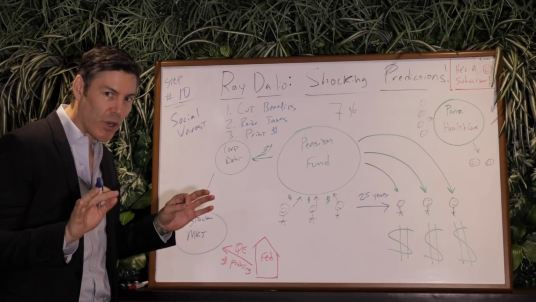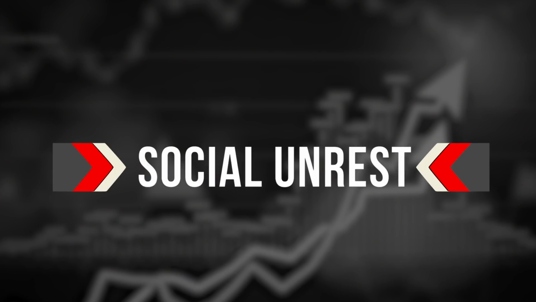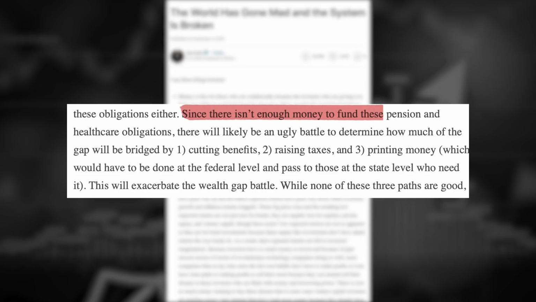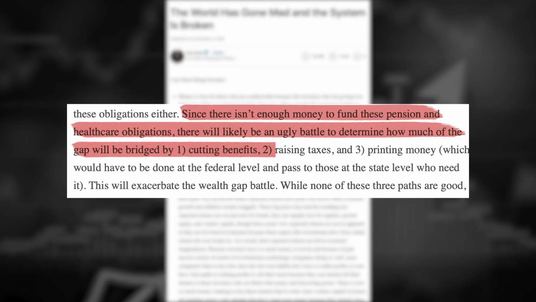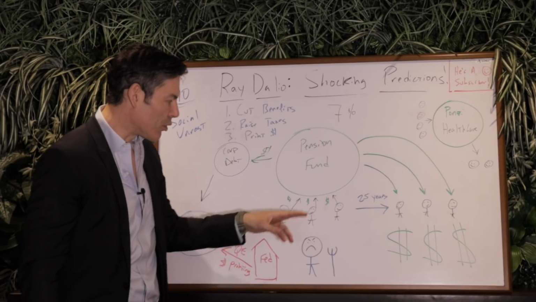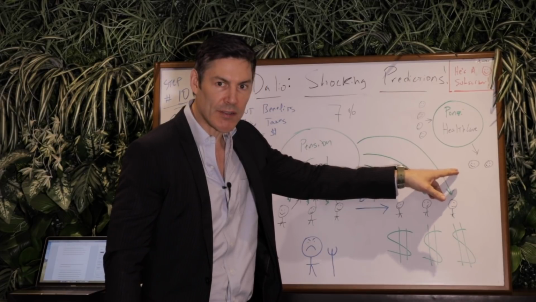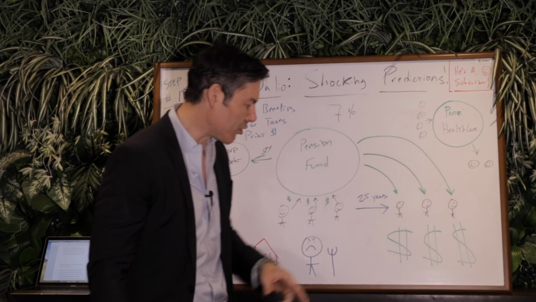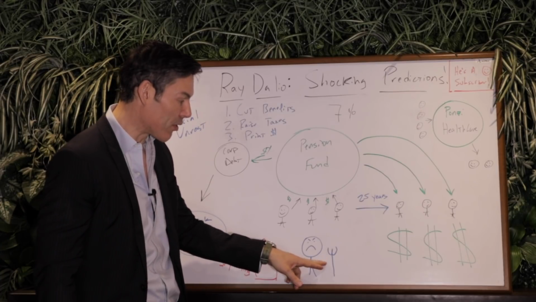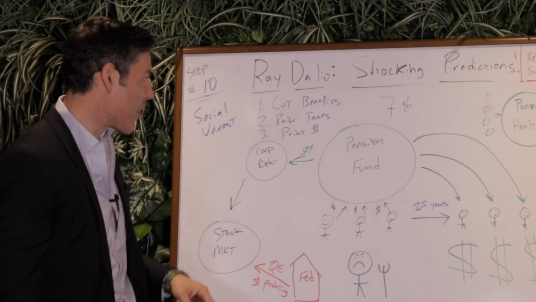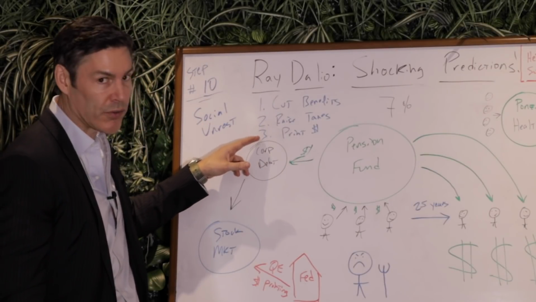Step number 10, and this is where it gets really, really ugly: social unrest. Since there isn't enough money to fund these pensions or the healthcare obligations, there will likely be an ugly battle to determine how much of the gap will be bridged by 1, cutting benefits, 2, raising taxes, and 3, money printing. And this will exacerbate the wealth gap battle. So when the workers see that these pension funds and the healthcare schemes can't fund their liabilities and can't keep the promises that they made to those workers, they're going to get pissed. They're going to grab the pitchforks and they're going to hit the streets. The government will only have 3 options at that time: cut benefits, raise taxes, or of course, print money.